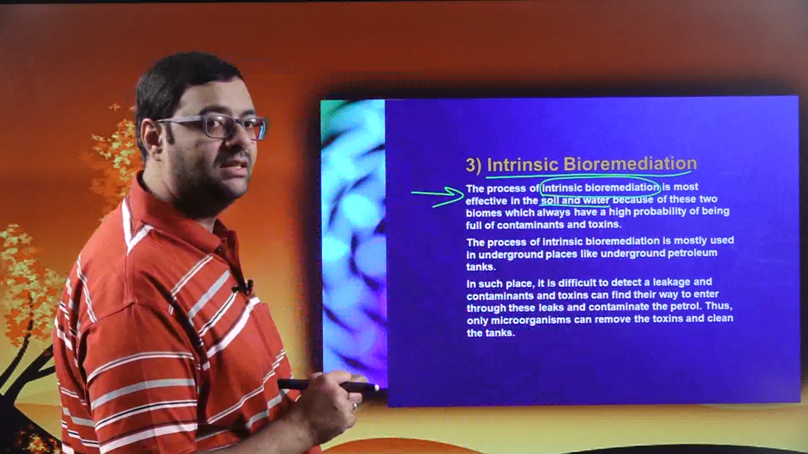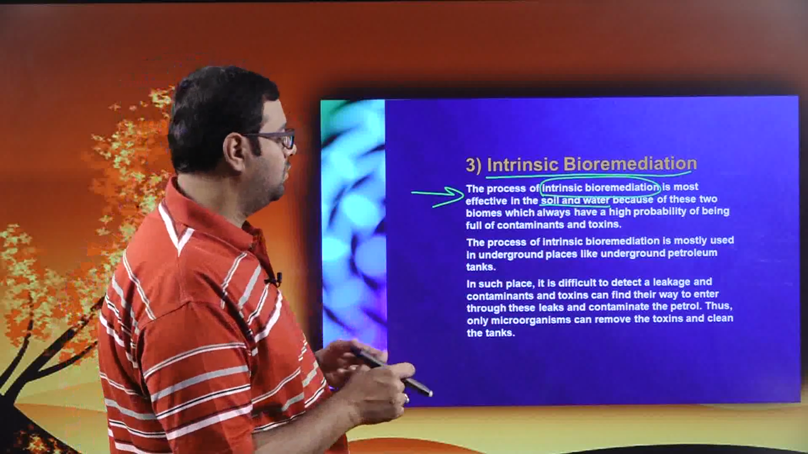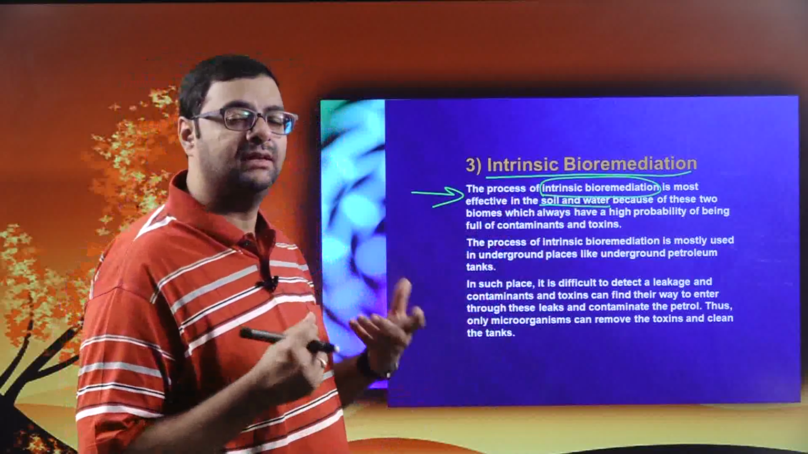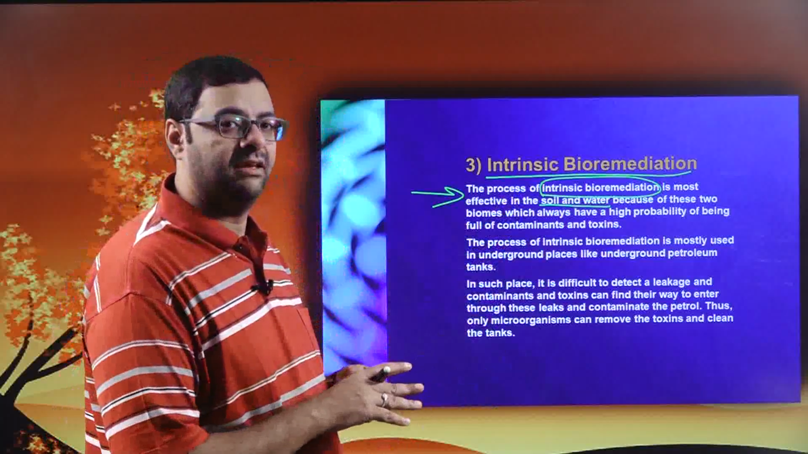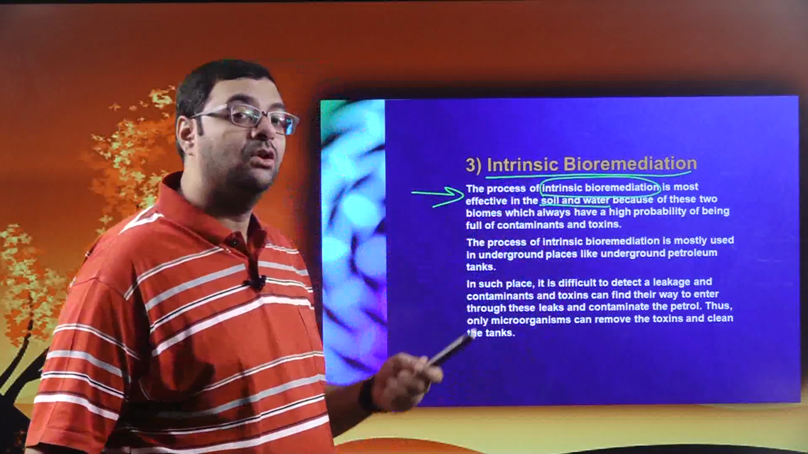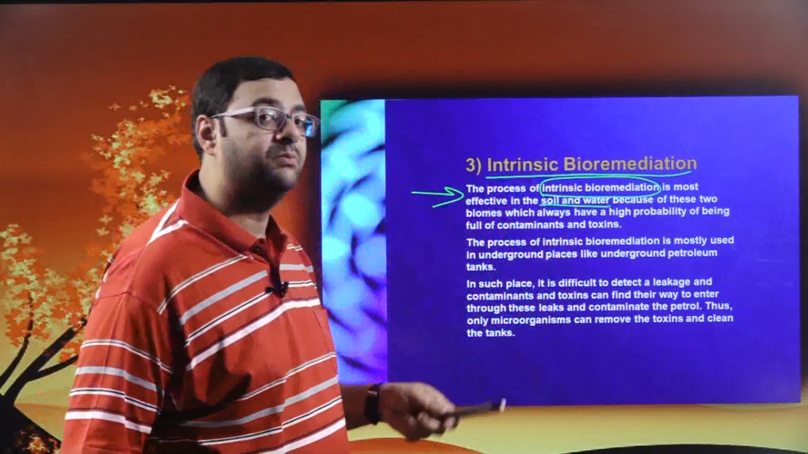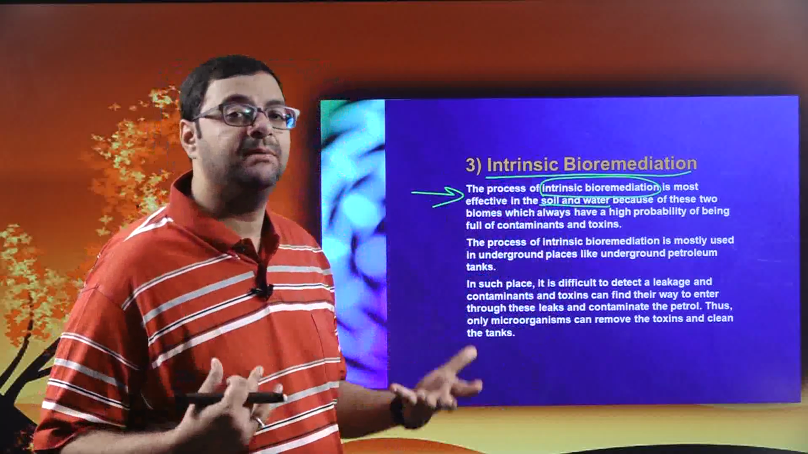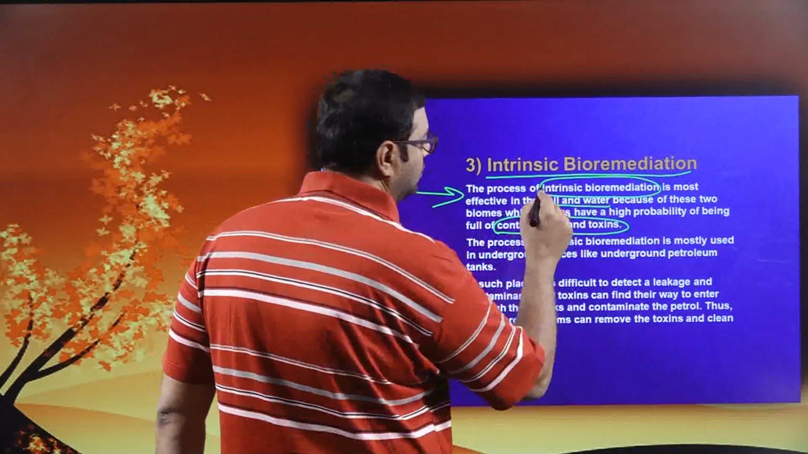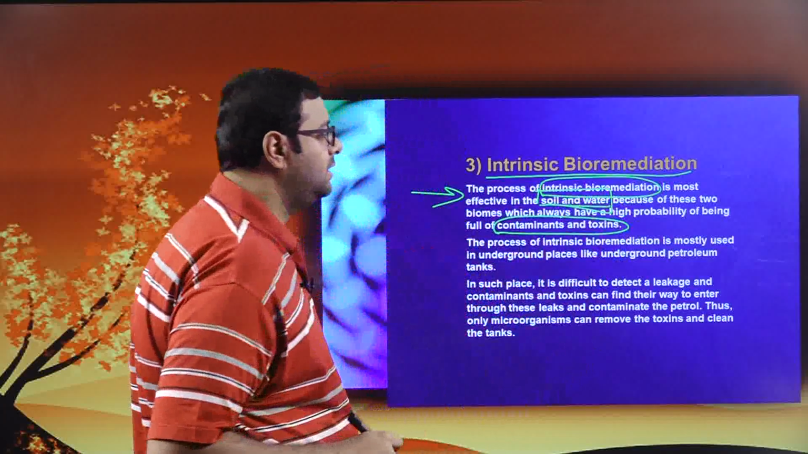Now these are the two biomes. Do you know what biomes are? They are basically an area where sustainability of life is possible. So the process of intrinsic bioremediation looks at these two areas majorly, because there is a high probability of contaminants and toxins in these two regions, soil and water.